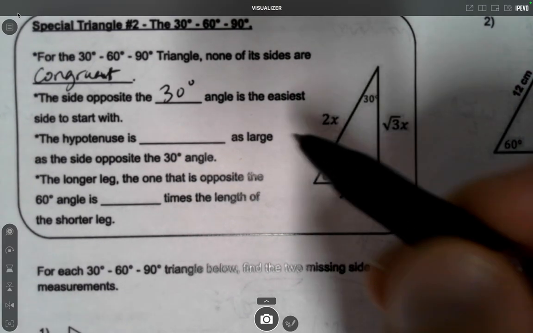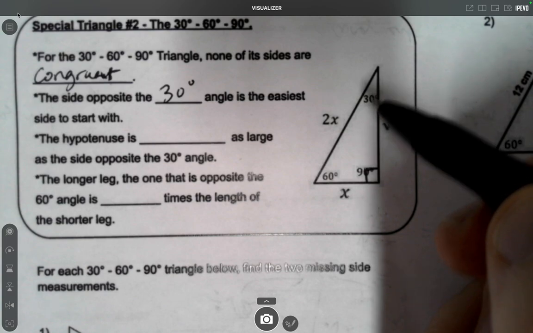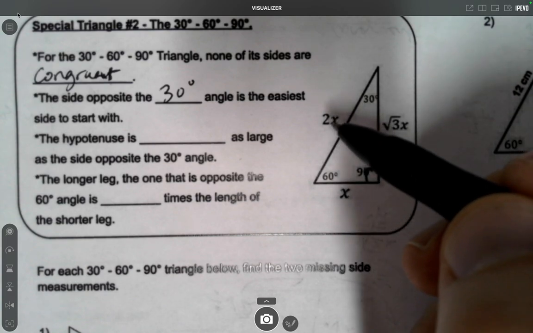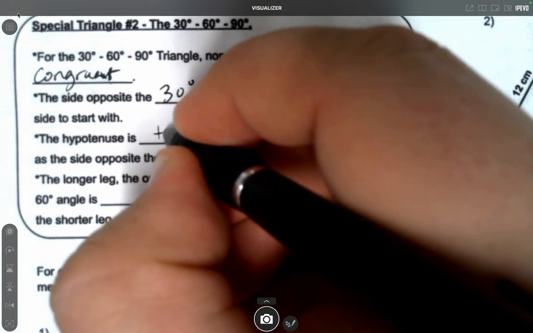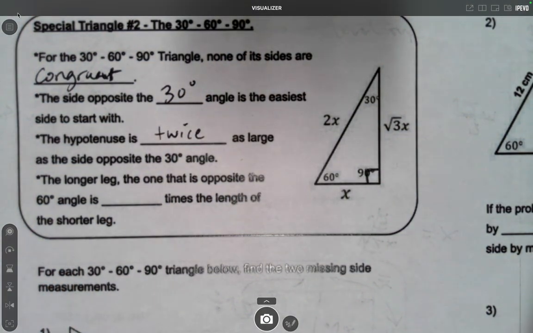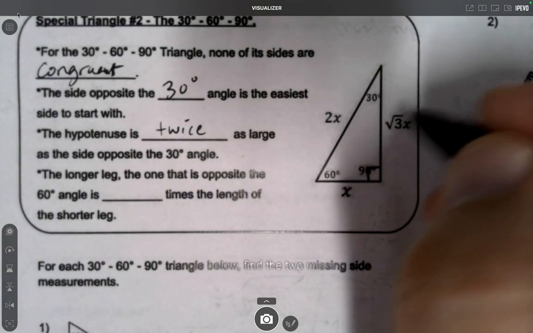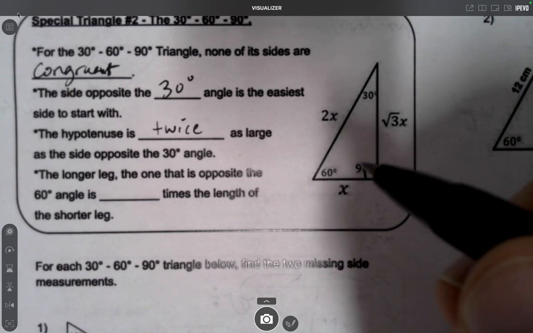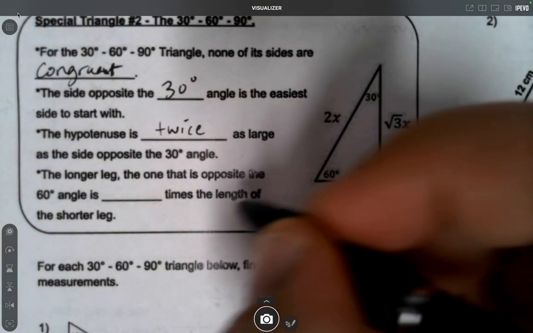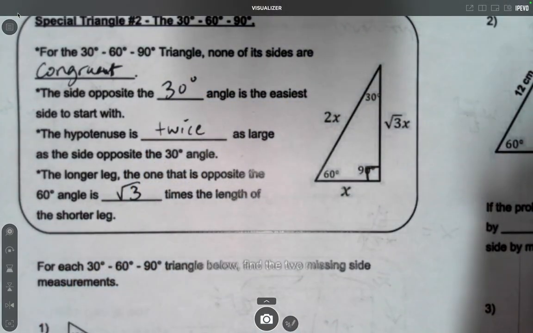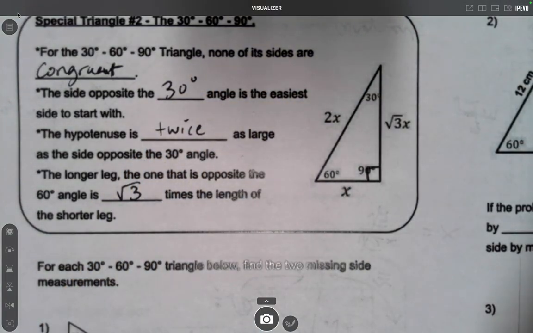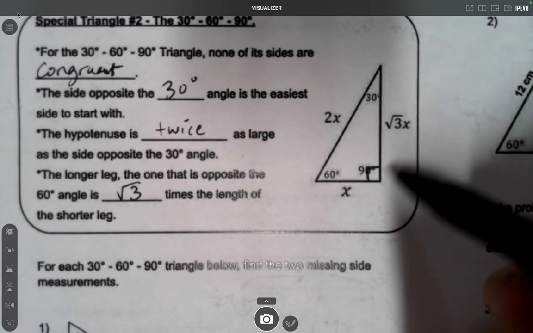Now if you look at the relationship between the hypotenuse and the side opposite 30, the hypotenuse is twice as large, 2 times as large as the side opposite the 30-degree angle. On the 45, 45, 90, we had 2 legs that were congruent. Here we have a shorter leg opposite the 30 degrees and a longer leg opposite the 60 degrees. The longer leg is square root of 3 times bigger than the shorter leg, which is the side opposite 30 degrees. So we've got to work through all of these relationships.